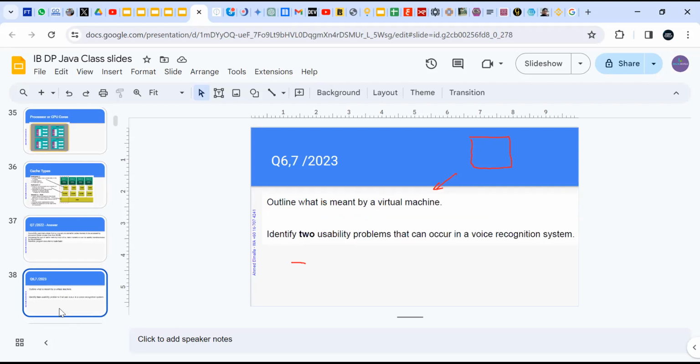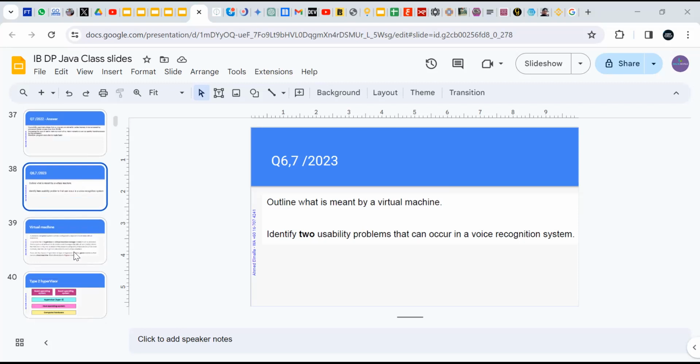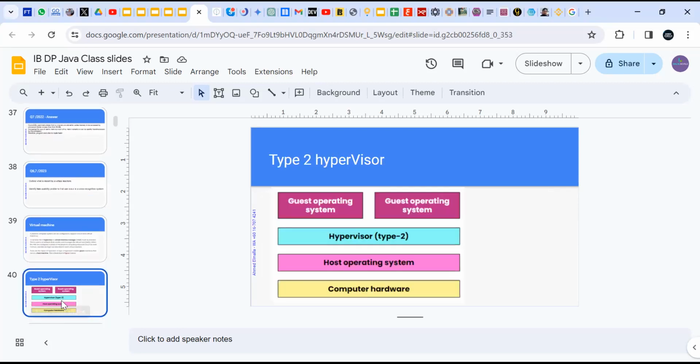Okay. Tell me what is meant by a virtual machine. A virtual machine is like an emulation of a computer system. Okay, a detailed answer would be: there are many types of virtual machines, and there are three of those that you are able to give an example with.